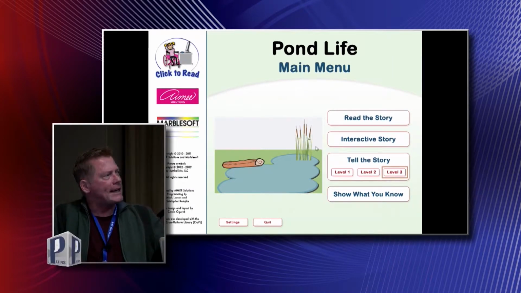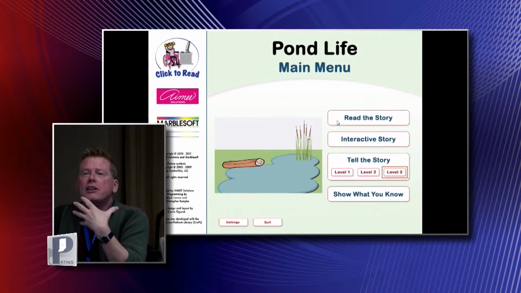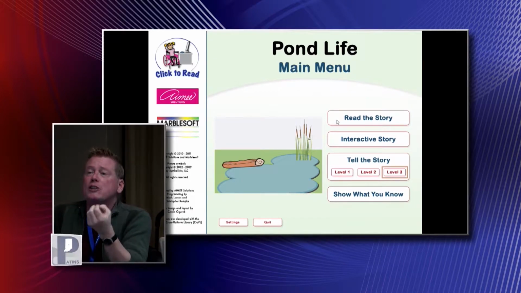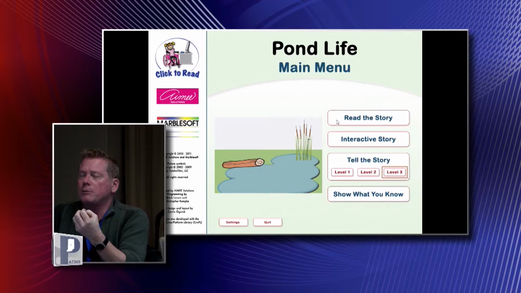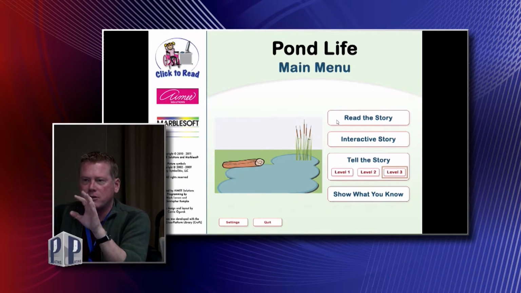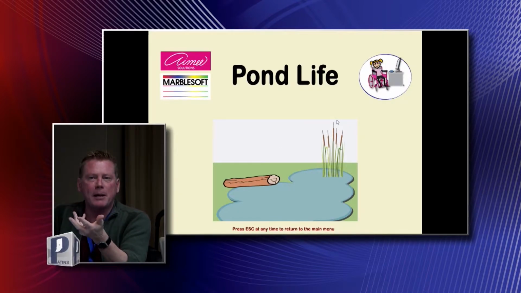What you're seeing on the right-hand side here is what the students could interact with. The very first one is very basic, just read the story. With each mouse click or switch click, it would advance the page and read the next one. So we'll just give you a couple. Pond Life. I'm going to be using my mouse as my switch.